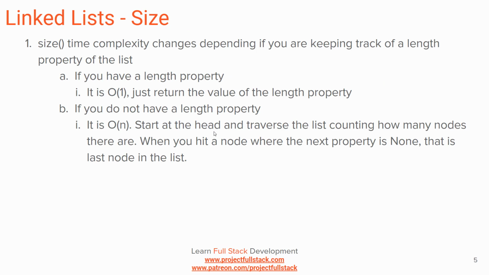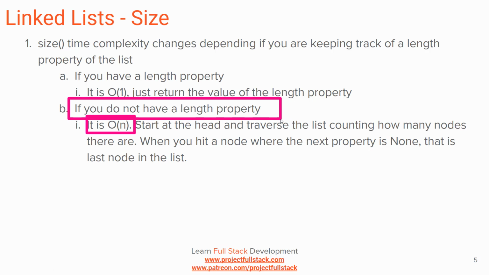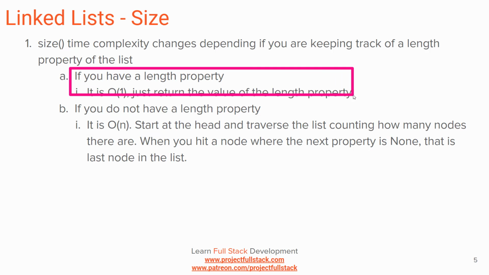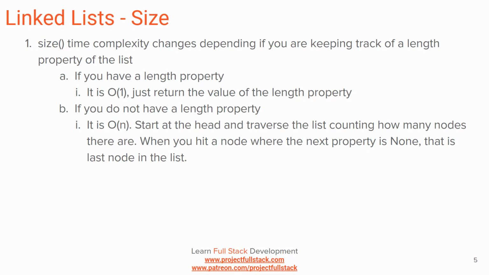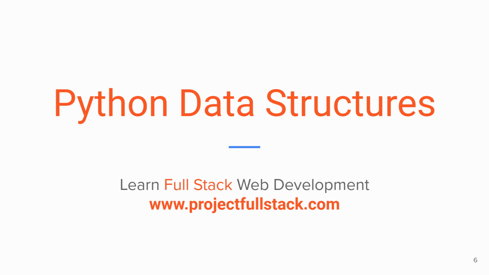Size in this case, in my implementation, is O(n), because I do not have a length property. If you do have a length property, it's O(1), because you just, very similar to checking the head, you just check the value of that length property. And again, I will do this probably in one of my last videos for this series. Other than that, here's the code.